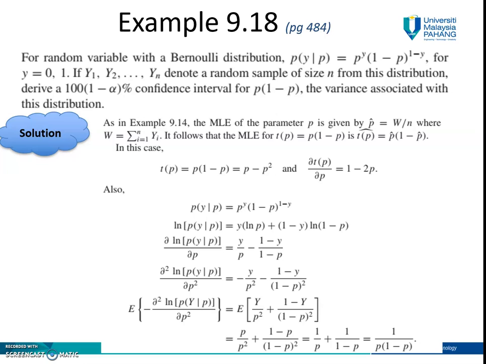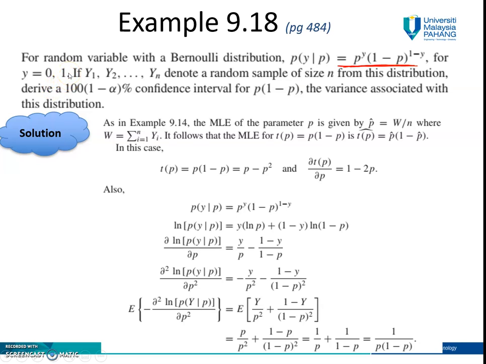So we go through this example 9.18 very quickly, because I consider this additional knowledge for you. Let's say we have a random variable with Bernoulli distribution. This is the Bernoulli density function or mass function. Because this is discrete, it is a mass function, for y equal to 0 and 1.